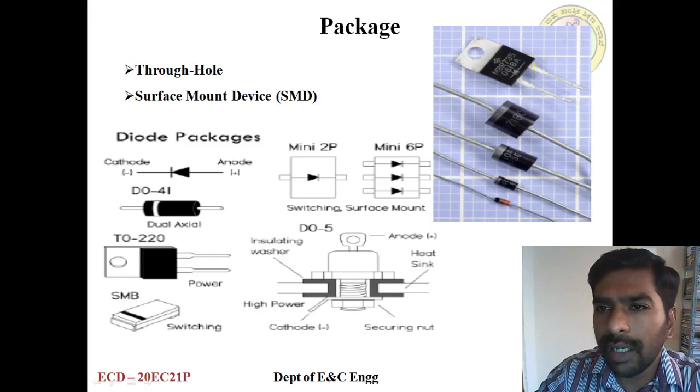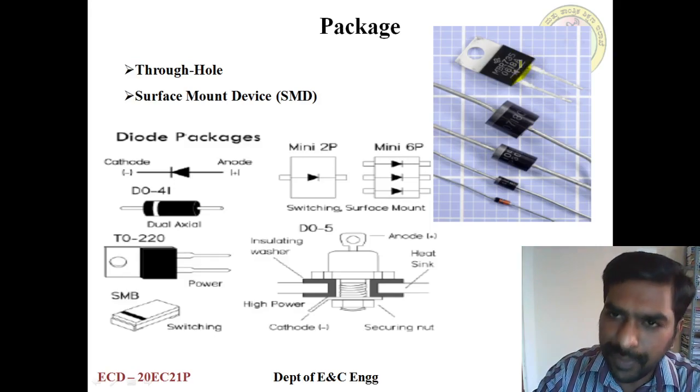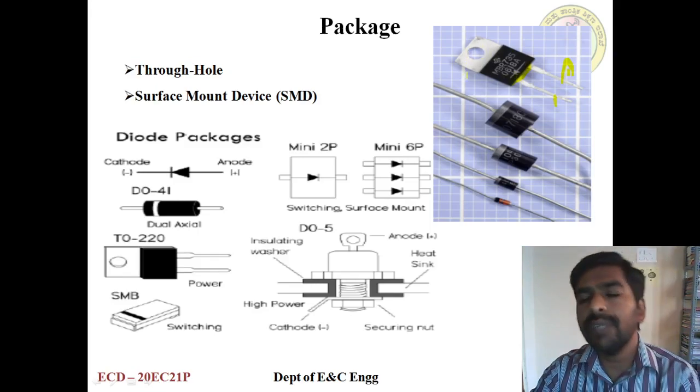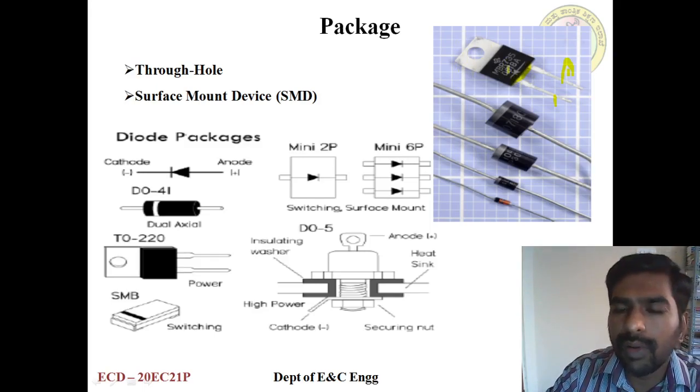The diode terminals can be identified with the help of the symbol printed on the body. You can see this is the anode and this is the cathode. Here you can see the symbol, and this one has a heat sink also. Why do they have a heat sink? Because it handles more power. That's why they are manufactured like this.